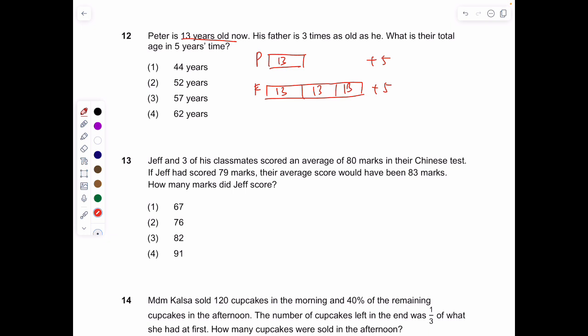So to solve this problem, we will need to take 13 times 4 plus 10. So in this case, your answer would be 62.